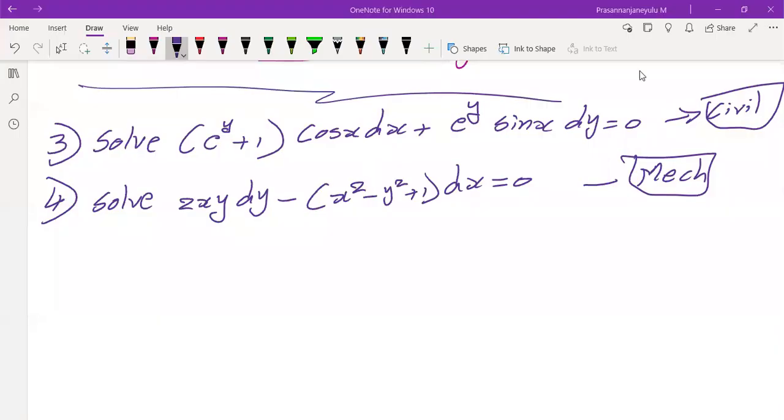So the third problem solved by civil students. Fourth problem, all the mechanical students have to solve the fourth problem. Okay, clear? I'll ask you a question now.